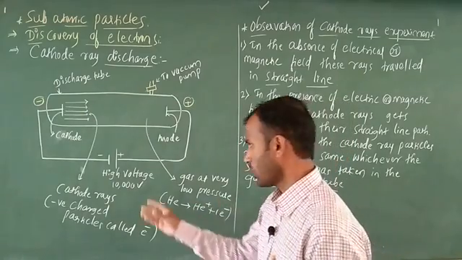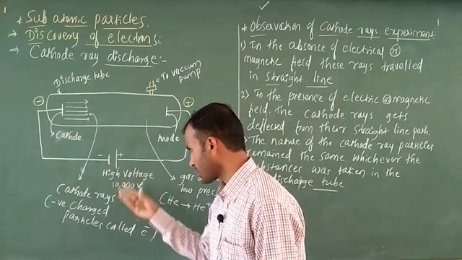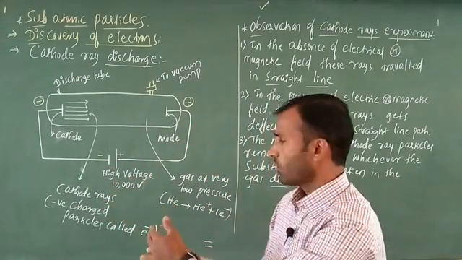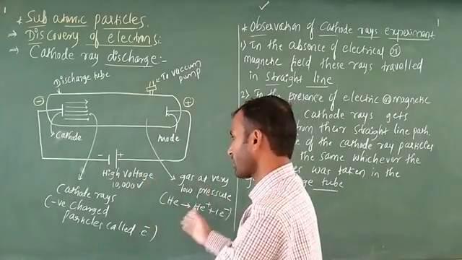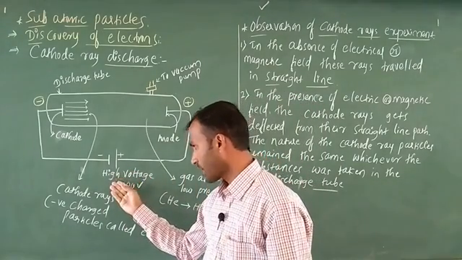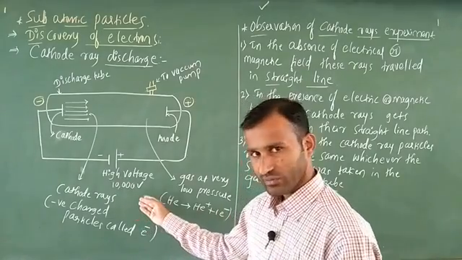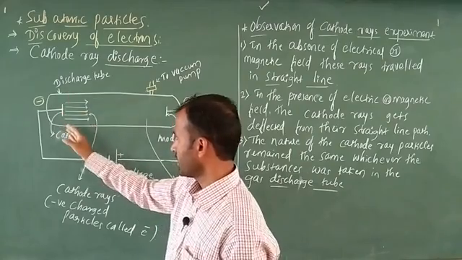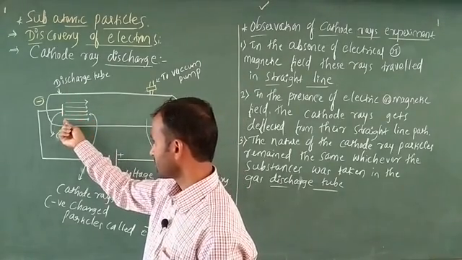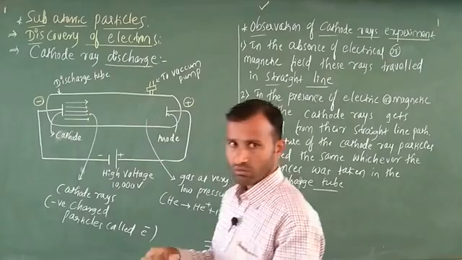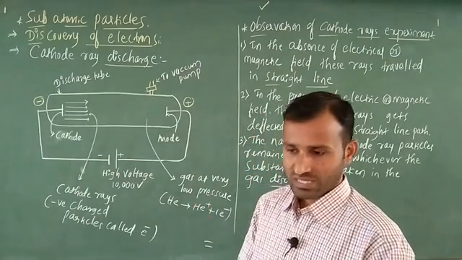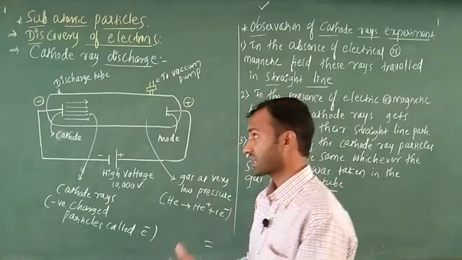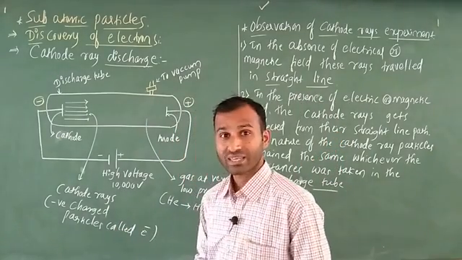Next, when you supply energy, this is also one type of energy. When you supply the current from a high-voltage battery, approximately 10,000 volts, and pass it through the gas, the cathode electrode starts emitting straight-line rays. Those rays are called cathode rays.